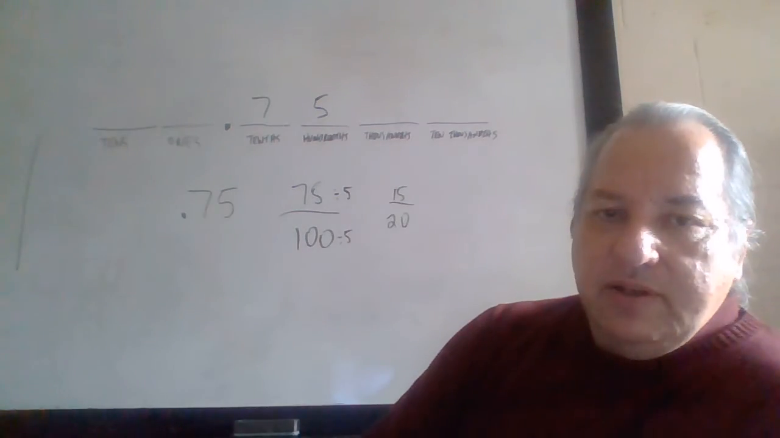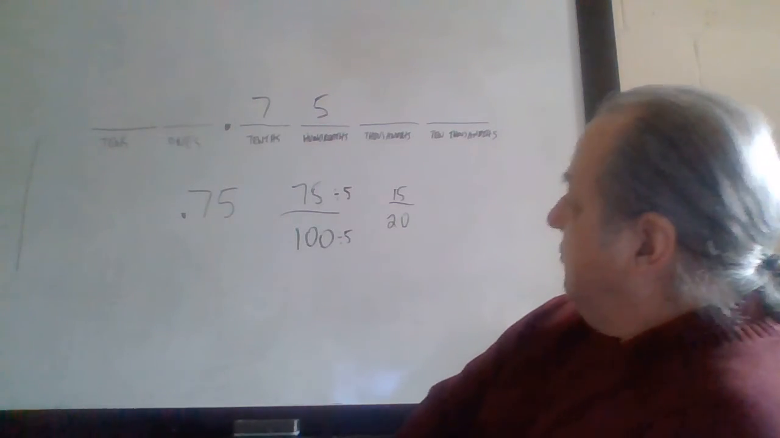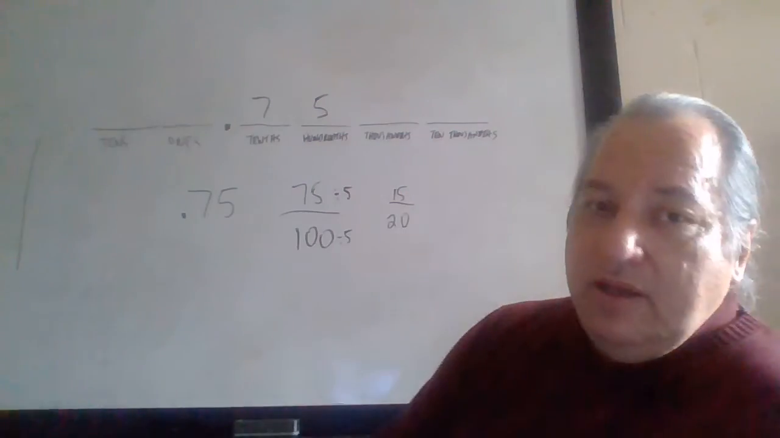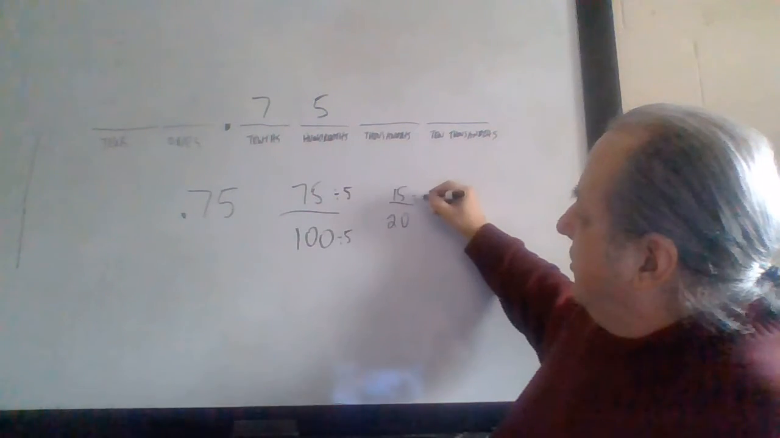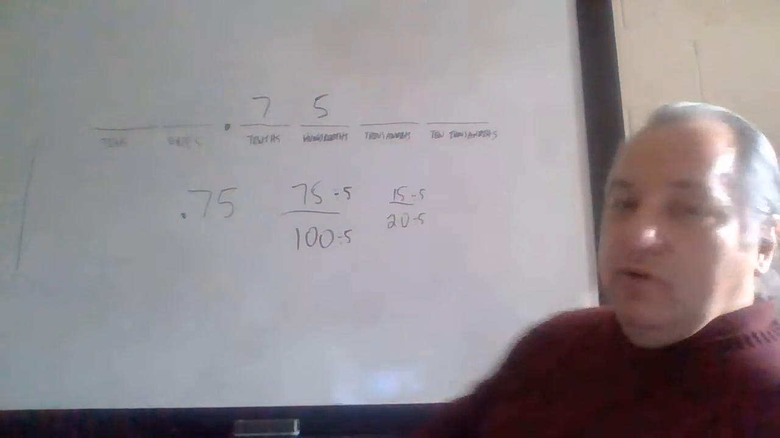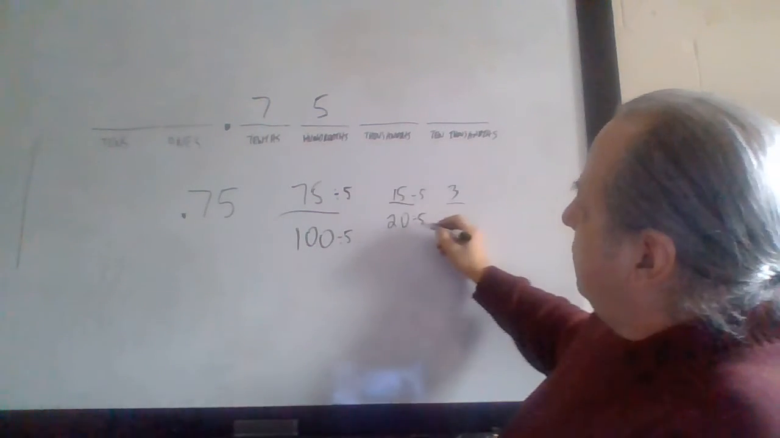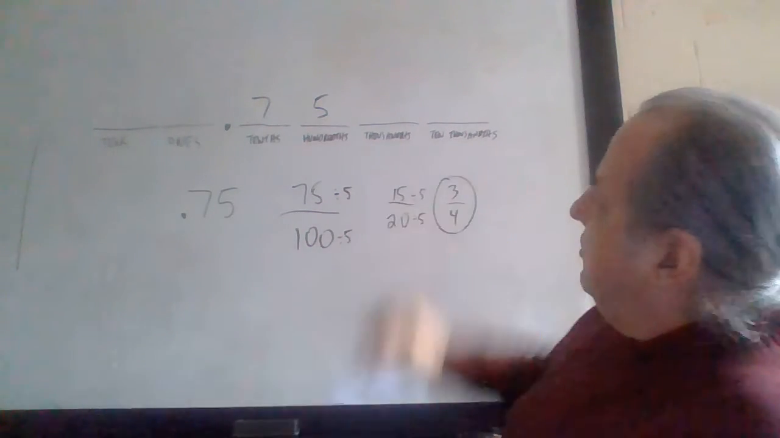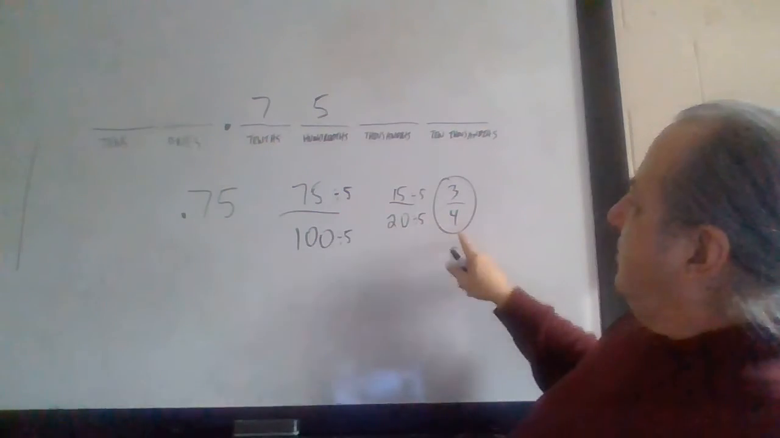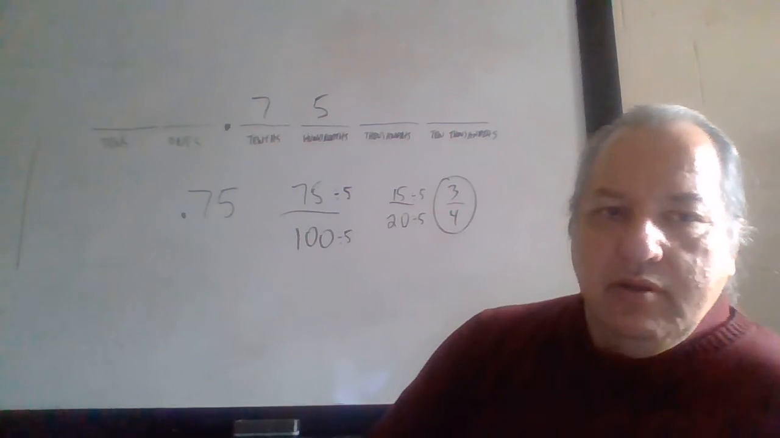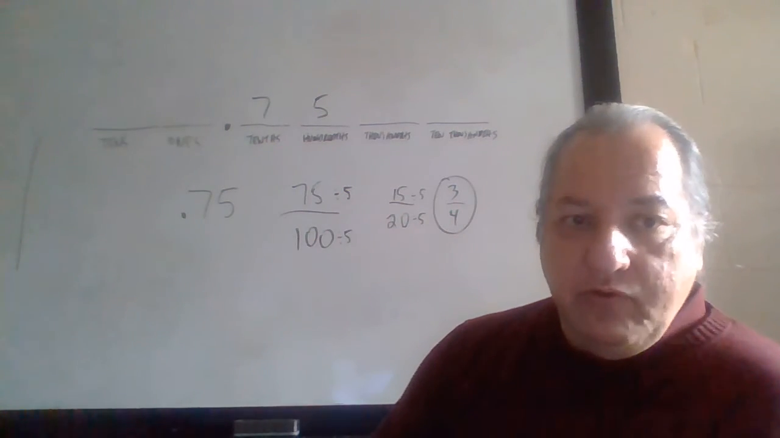Ask myself the question, can I divide another number that goes into both 15 and 20? And again, they end in 5 or 0, so I can divide by 5 one more time. 15 divided by 5 is 3. 20 divided by 5 is 4. So 0.75 in its simplest fractional form is 3 over 4, or 3/4.